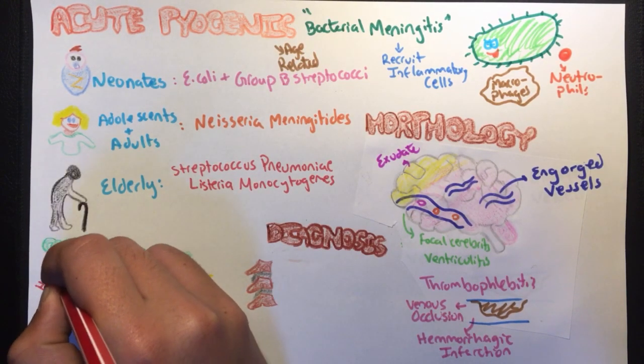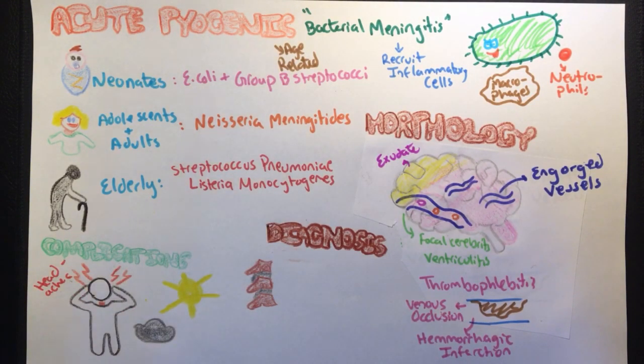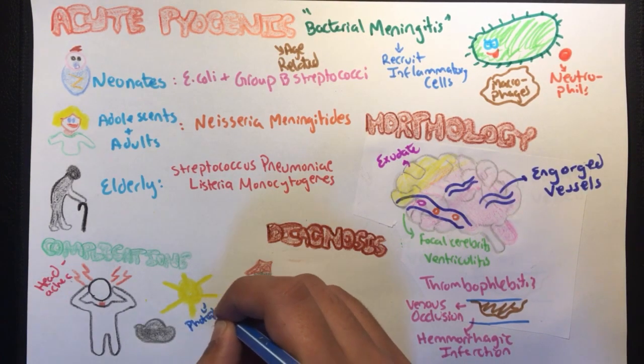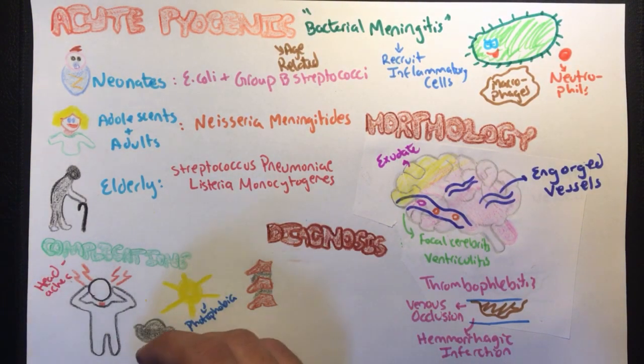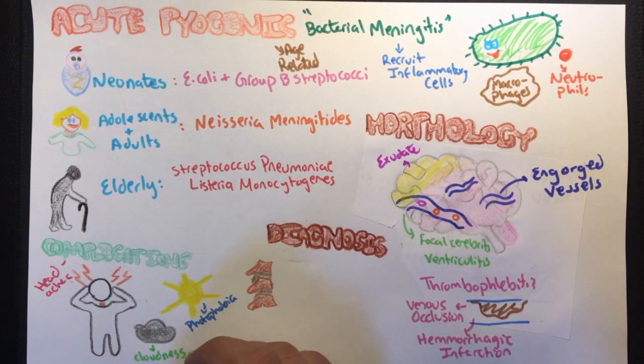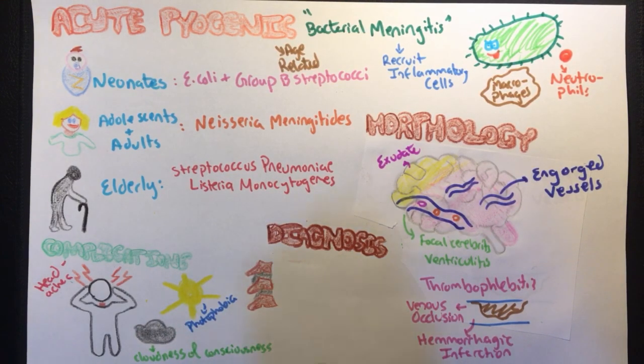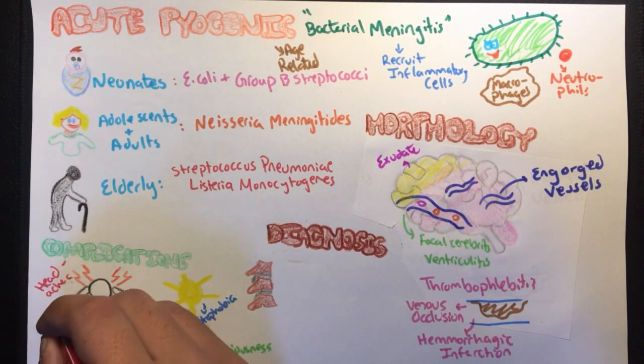As for the clinical picture, the patient presents with headache, photophobia, which is bright light intolerance, as well as clouding of consciousness, in which the patient feels zoned out. This patient also presents with neck stiffness.